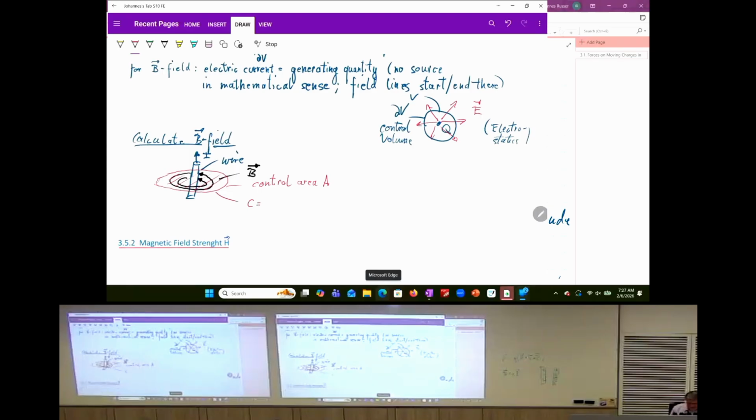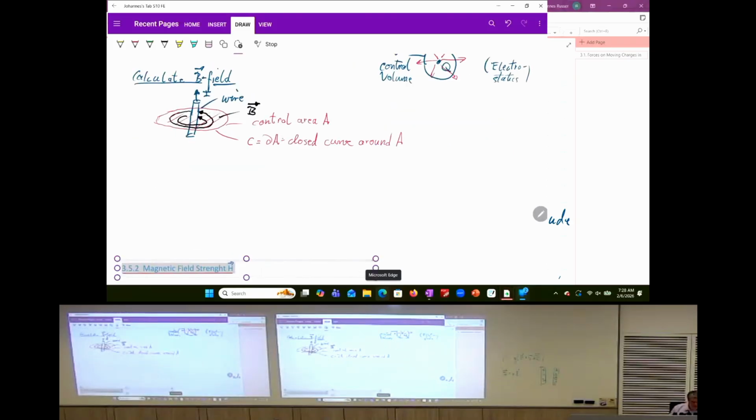And this area also has something that prescribes its limitation. For the volume, we had an enclosing surface, and for the area, we have an enclosing path or curve, which we denote with dA here. This is a closed curve around A. Now we can generalize that because we are interested in local formulations. We have seen that the current is actually more of a global quantity that you obtain by integrating. And what do you integrate over?